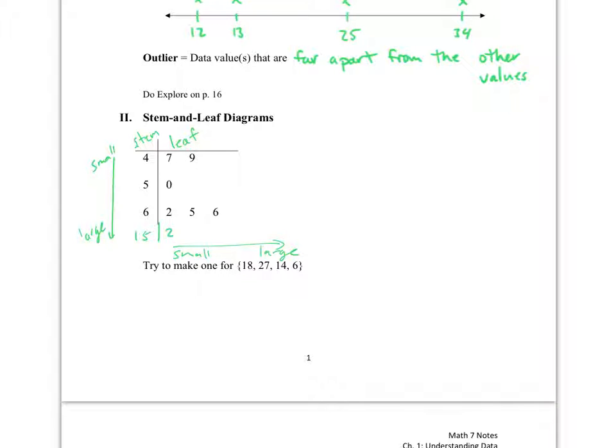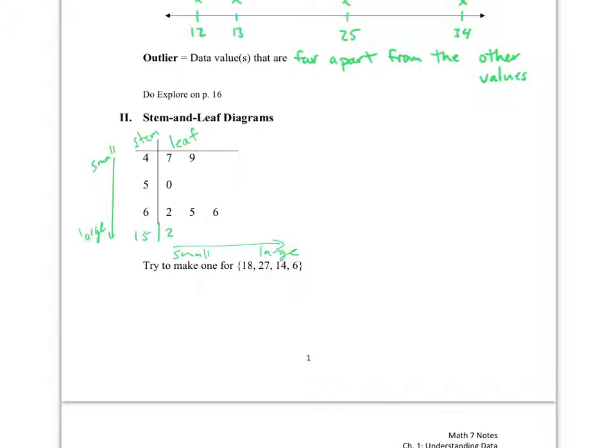47 is smaller than 50, is smaller than 62. Your leaf, the smallest number here, 47 is smaller than 49, 50. 62 is smaller than 65 is smaller than 66. 62 is smaller than 65, right? 65 is smaller than 66, right? So 2, 5, 6, they're getting bigger as they go this way. These numbers in the stem are getting bigger as you go down. I think that's the confusing part.